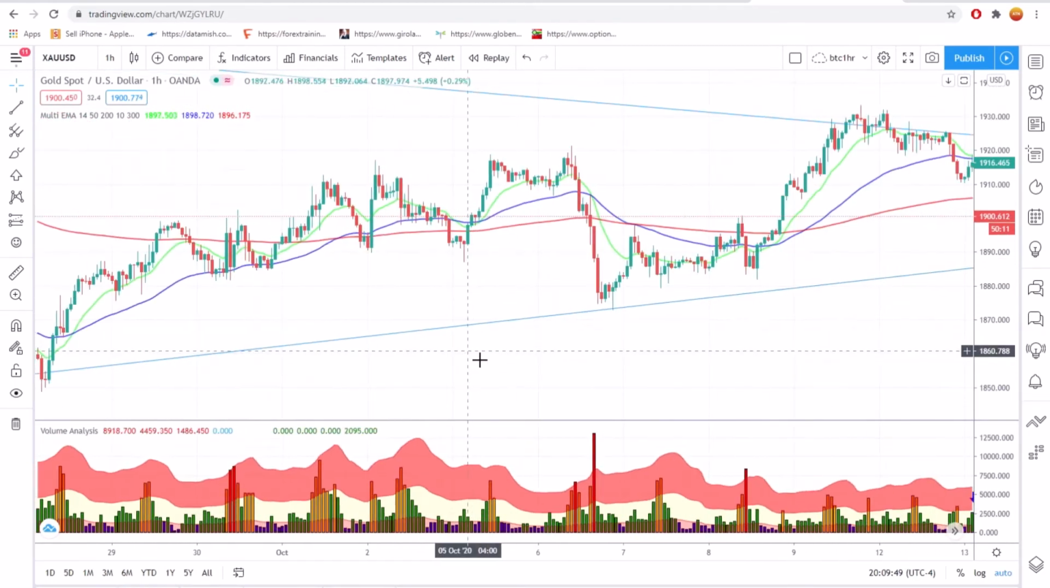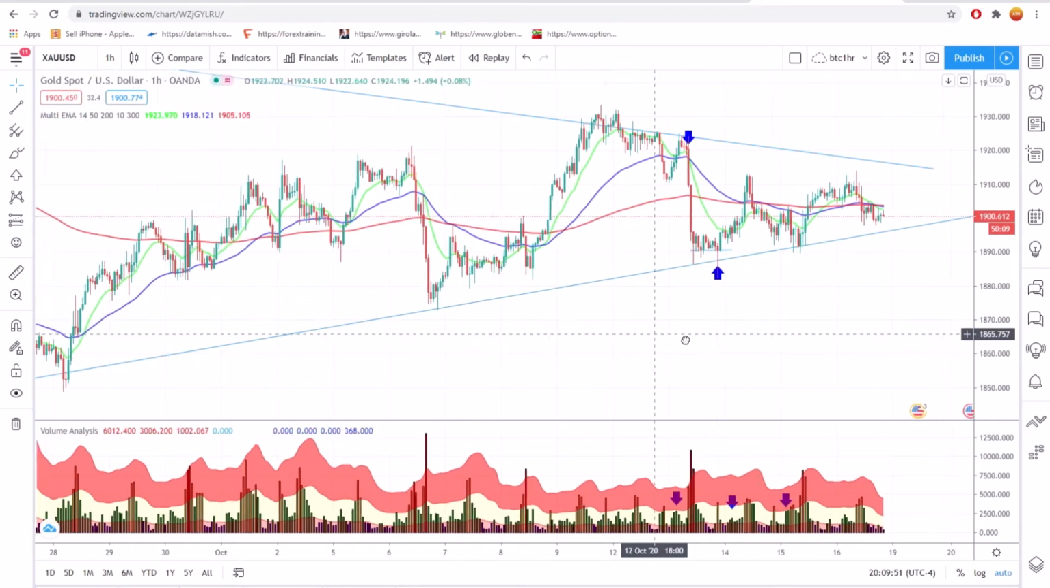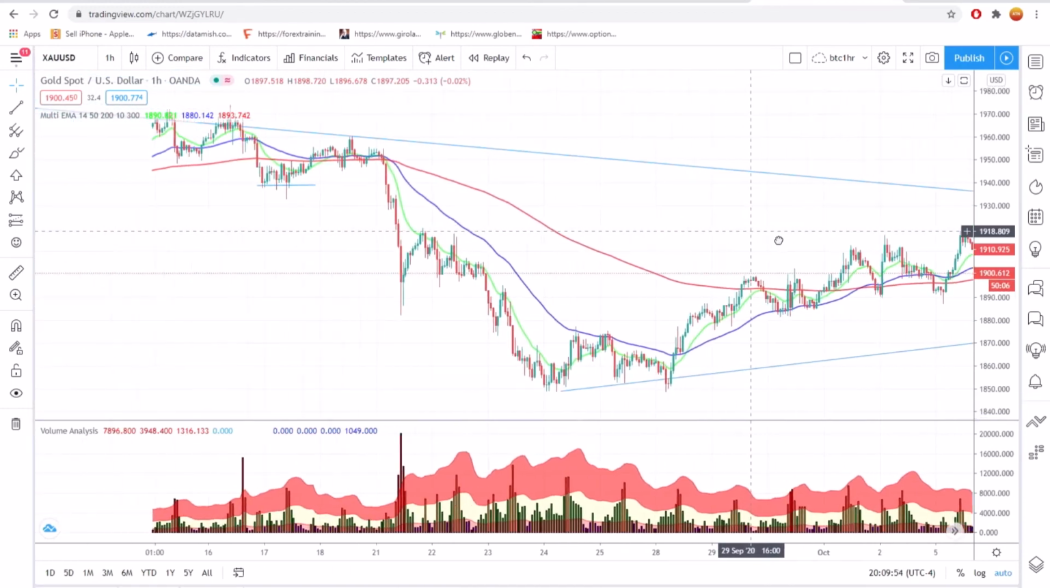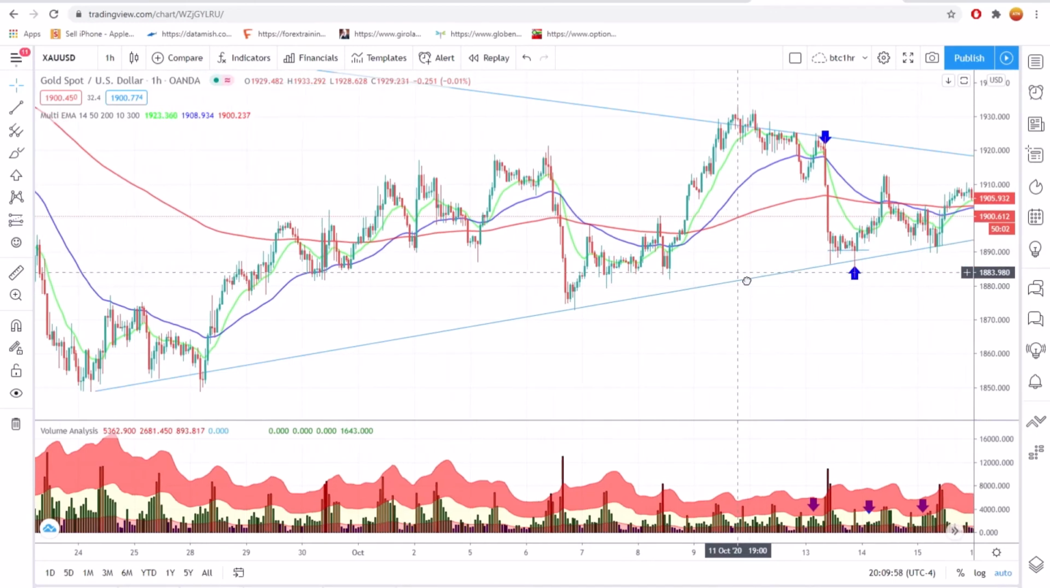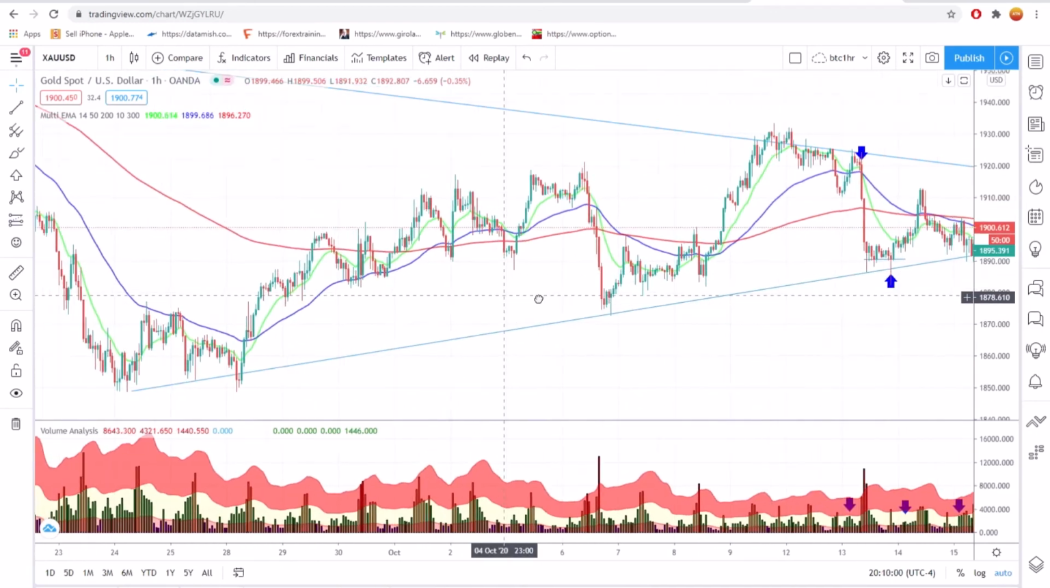Real quickly, I'm going to show you another trade that I called out. This was earlier, right? Where was it? Right here. This right here.